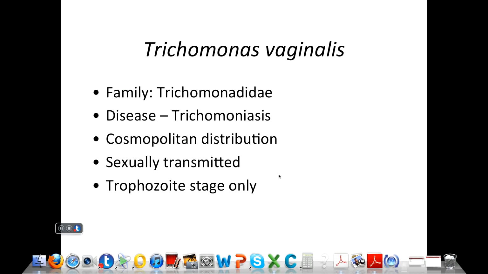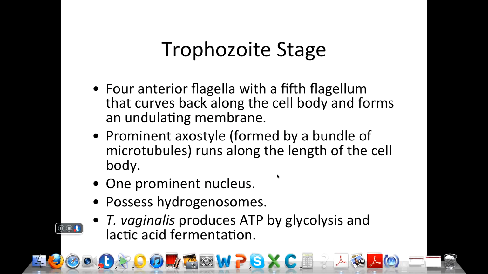Since there is no cyst stage, there is only a trophozoite stage that has to be directly transmitted from one individual to another. So it's a very simple life cycle, and there is only one stage, and it is the trophozoite stage.